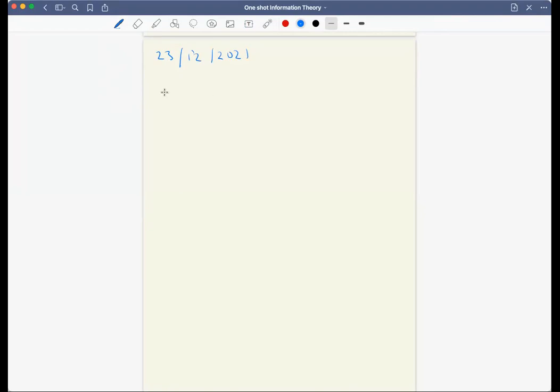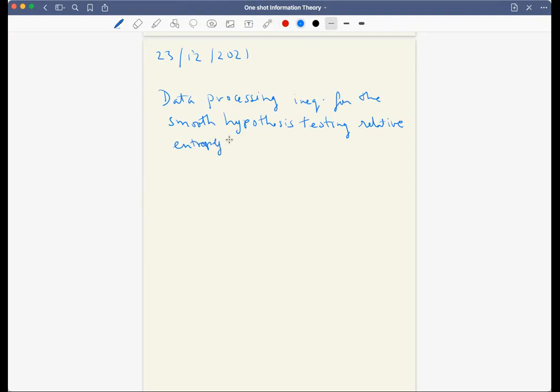So let us look at data processing inequality. Testing, relative, entropy. Okay, good.